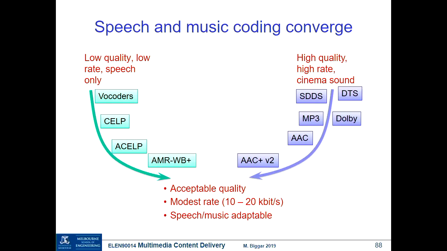And the journey we've just been on has arrived at the same point, but from a different direction. So from very high quality, we haven't talked about SDDS and DTS, but there are other cinema audio systems that we'll meet later on. But MP3, Dolby and AAC have maintained reasonably high quality at ever decreasing rates to the point where we can get AAC Plus version 2. So this is the AAC coder using spectral band replication and parametric stereo to get acceptable quality at a modest rate of around 10 to 20 kilobits per second, and including some adaptability between speech and music. So they've kind of got to the same point.